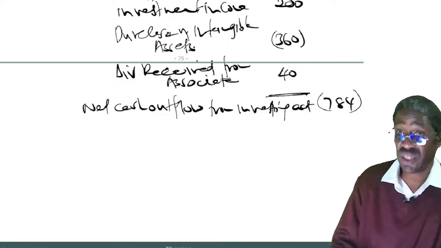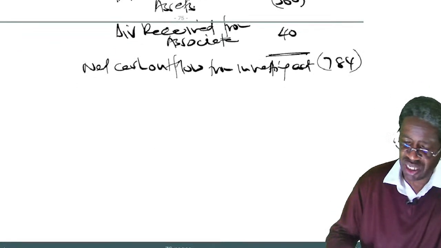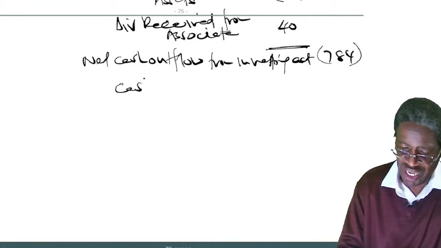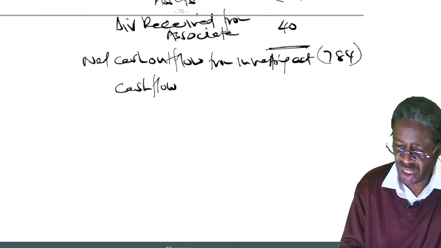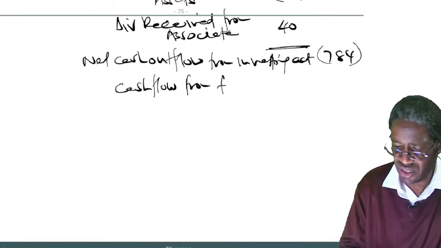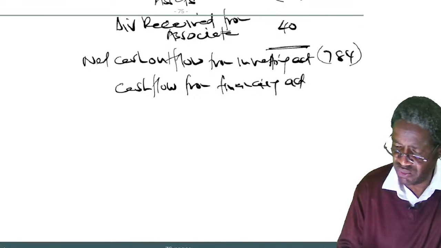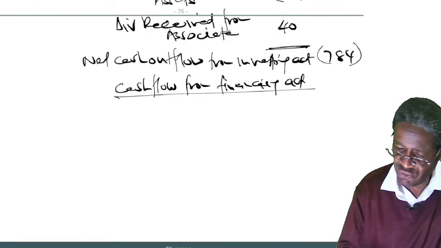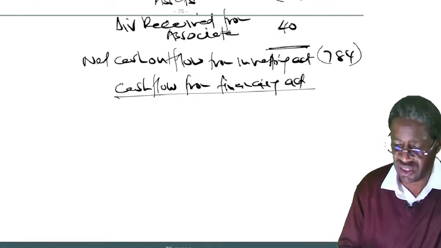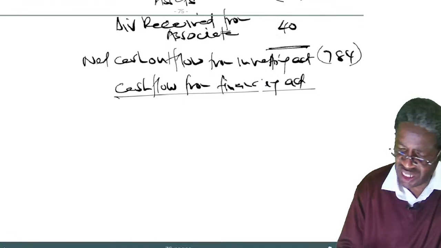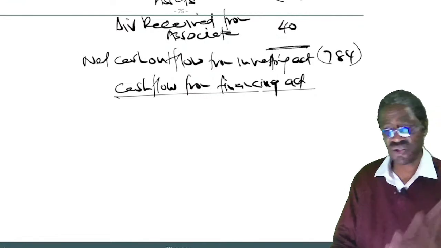Now we can go to the third category, and that is cash flow from financing activities. Those ones, they are not many. Those ones, we can do them very fast. Normally, they are not many. Among the financing activities could be issue of shares, issue of debentures, and so on.